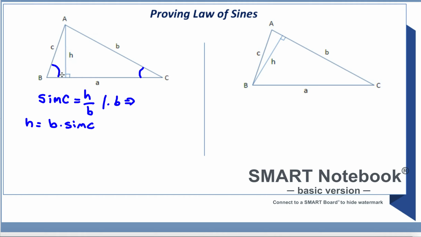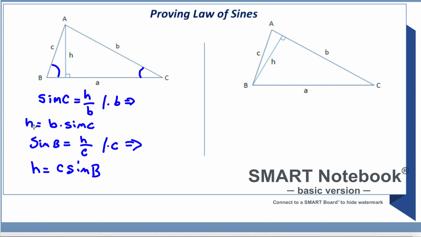Now, if we look at angle B, sine B is equal to the opposite side, which is H, divided by the hypotenuse C. But now, if we multiply everything by C, this implies H is equal to C times sine B.